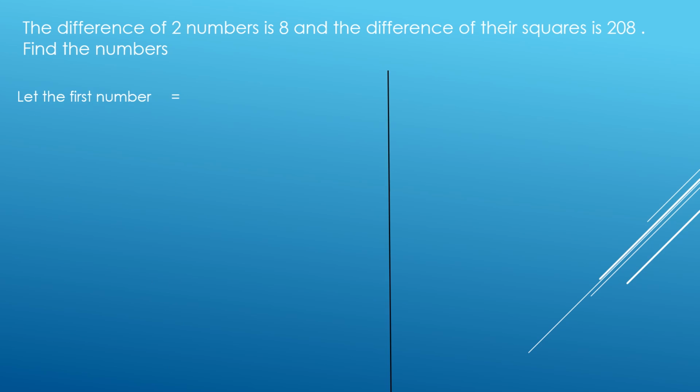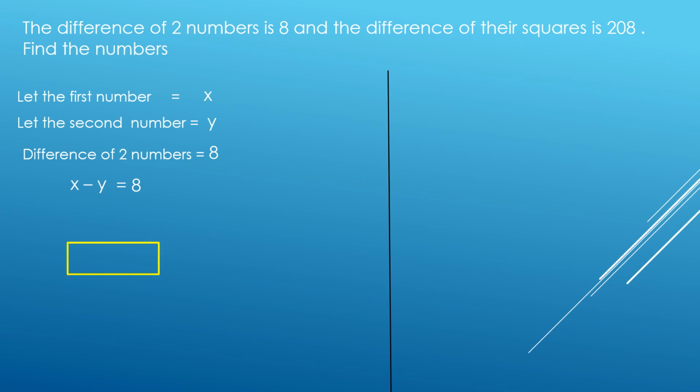Let the first number be x, and the second number be y. The difference of two numbers is 8, isn't it? So what will be the first equation? Correct. x minus y equal to 8. Good. So we got an equation.